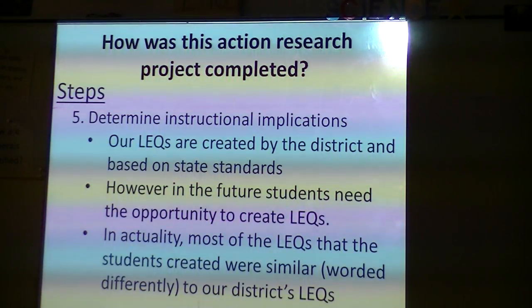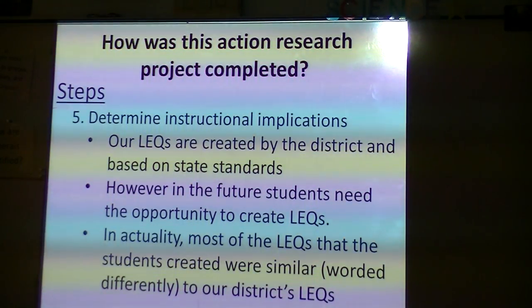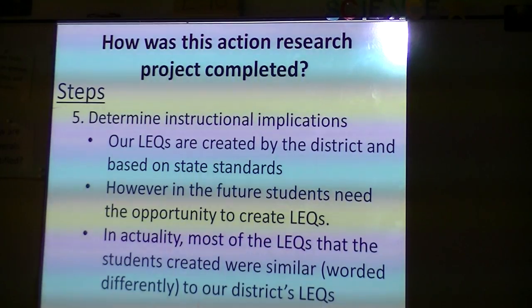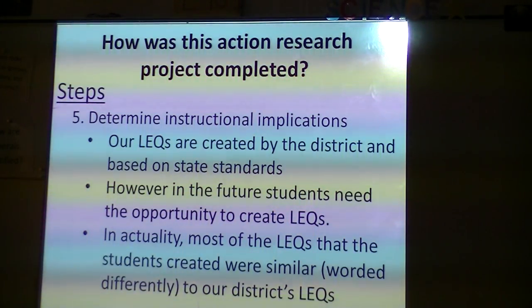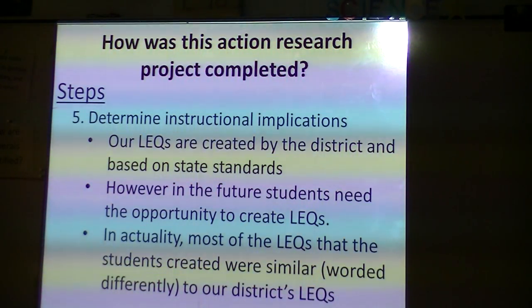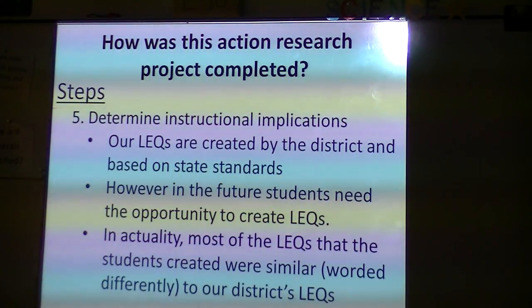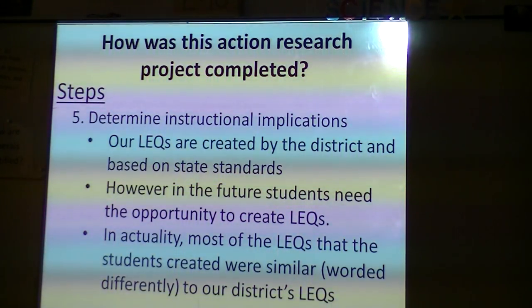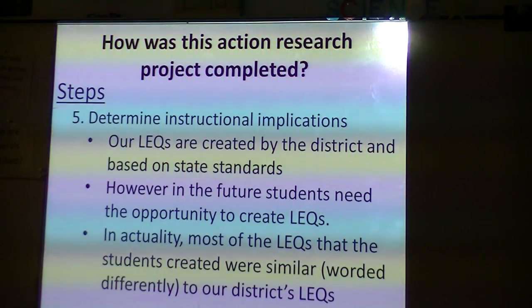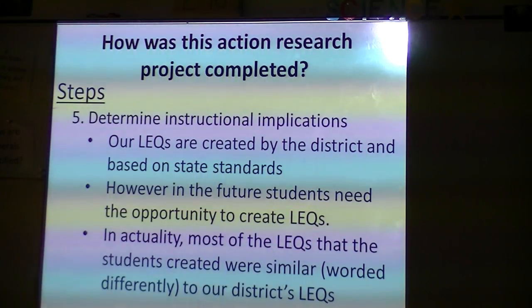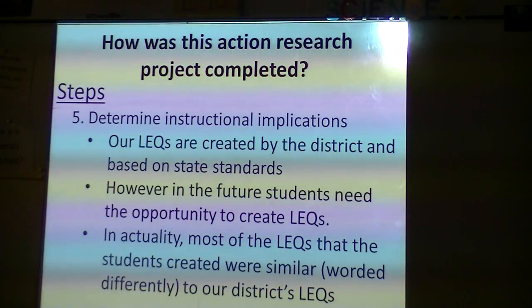Our LEQs are created by the district and based on state standards. However, in the future, students need the opportunity to create the LEQs. In actuality, most of the LEQs that the students created were very similar to what the district has in terms of their LEQs. The only major difference was the fact that the students wrote these LEQs themselves. Therefore, it was put in their language.